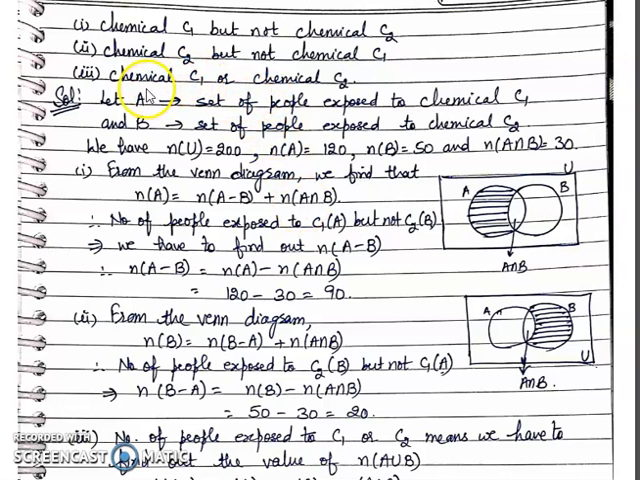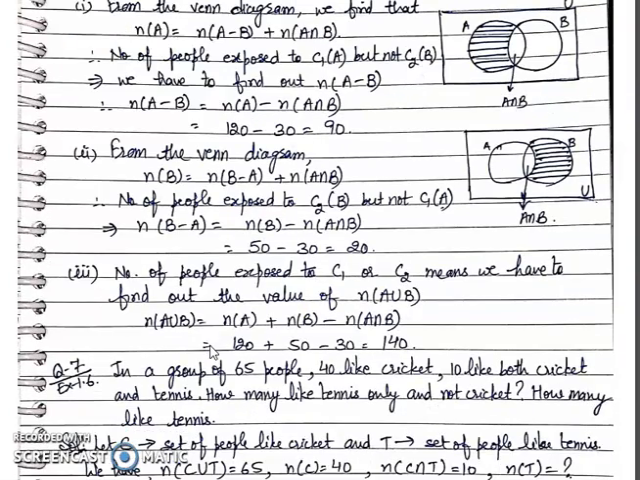Third part, the number of people exposed to chemical C1 or chemical C2. Or means union. So we have to find out A union B. So apply the formula: n(A union B) is equal to n(A) plus n(B) minus n(A intersection B). Put in the values, we get the answer is 140.